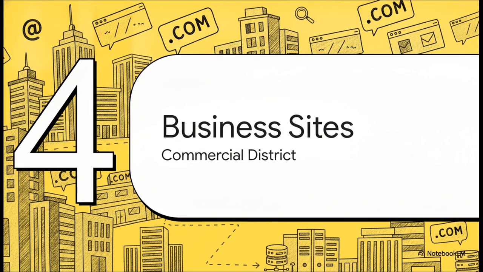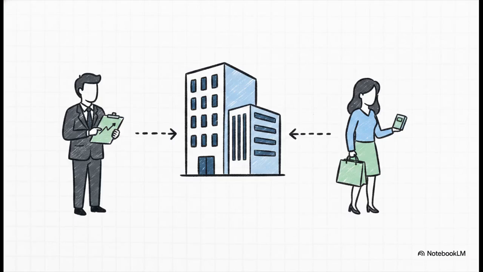Next up, Section 4, Business Sites and Statistics. You can usually spot these by the .com domain extension. If you're an investor trying to analyze a company's potential, or just a consumer who wants to learn a bit more about a brand before you buy, this is your ideal destination. These spaces are specifically tailored to inform audiences about the entity behind the domain.